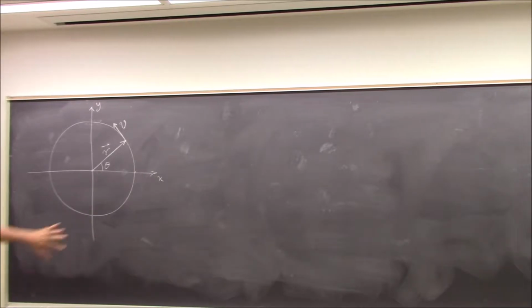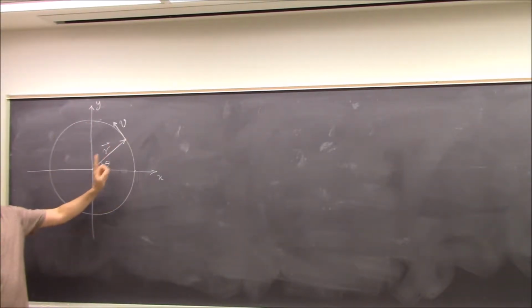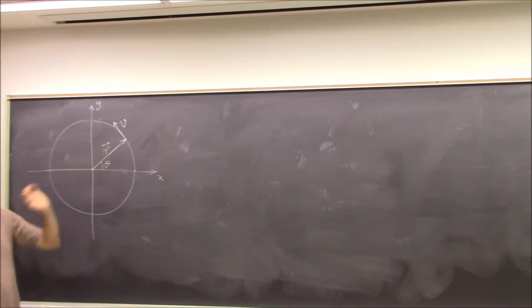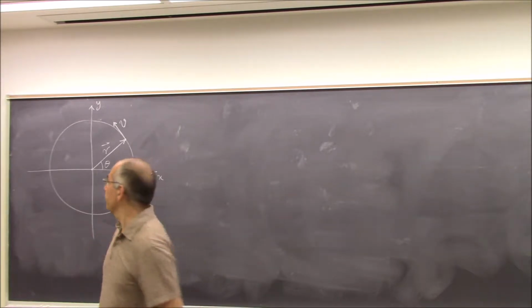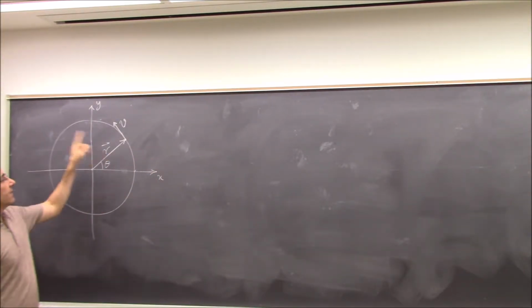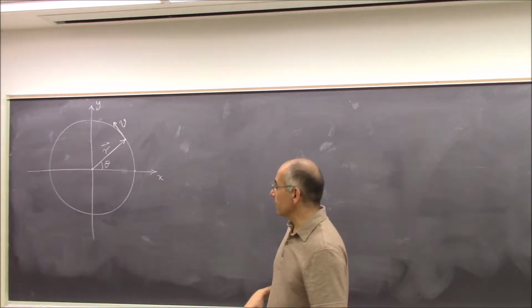We're considering uniform circular motion. That means this object is going around this circle of radius r, and it has a constant speed. That makes it uniform circular motion. Uniform speed means that in equal amounts of time, it goes an equal amount around the circle.